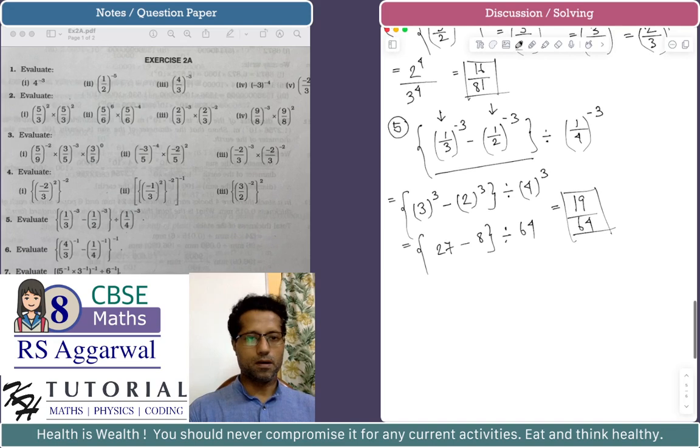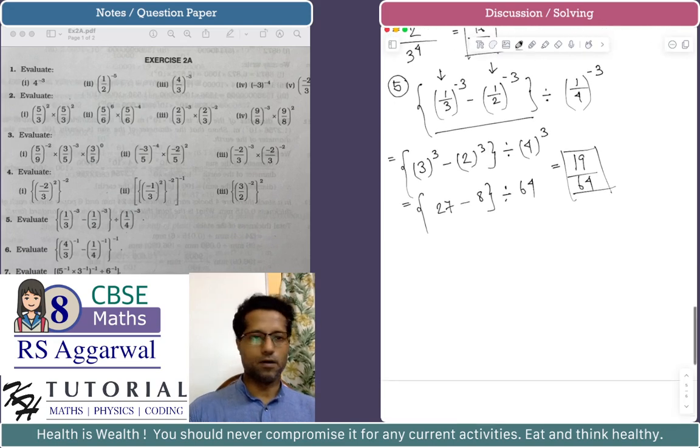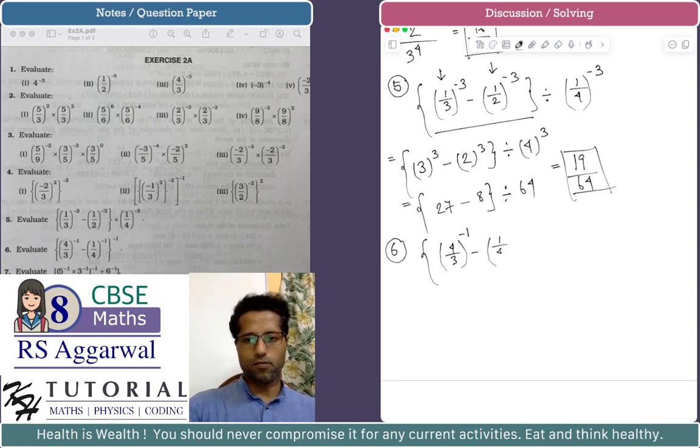Okay. 5 is also done. 6 is also evaluate. We have to evaluate 4 by 3 raised to the power minus 1, which is the reciprocal, minus 1 by 4 raised to the power minus 1, and this whole difference is raised to the power minus 1.